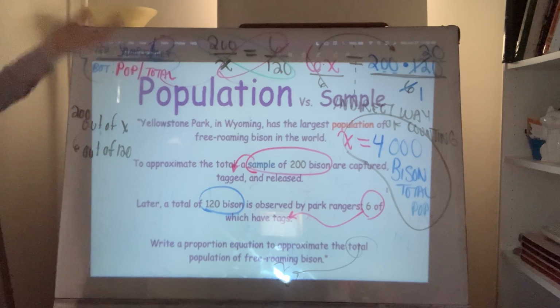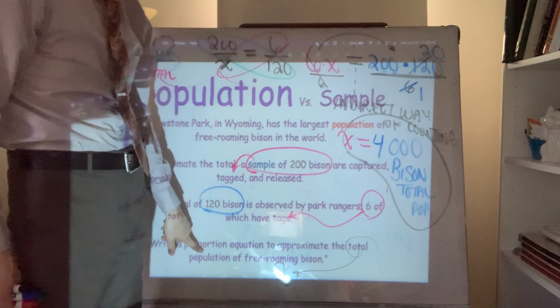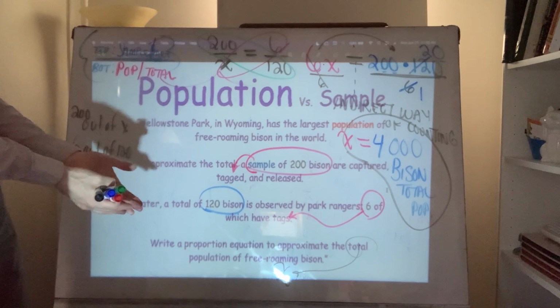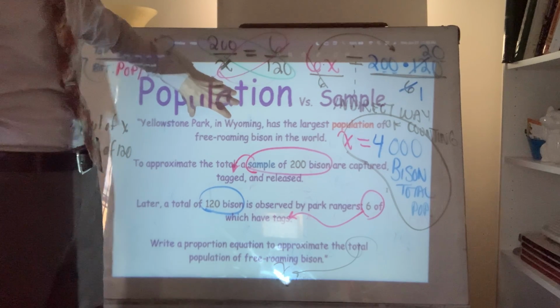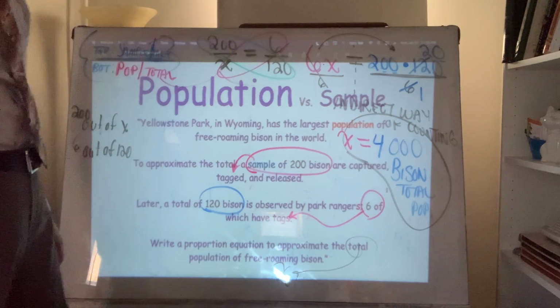But this is a very good way to estimate mathematically using proportion equations, all right? This is why they tag animals. My point of using this, again, is to illustrate that there's a population, more or less a total of some sort, and a sample, which is just a portion of the whole.